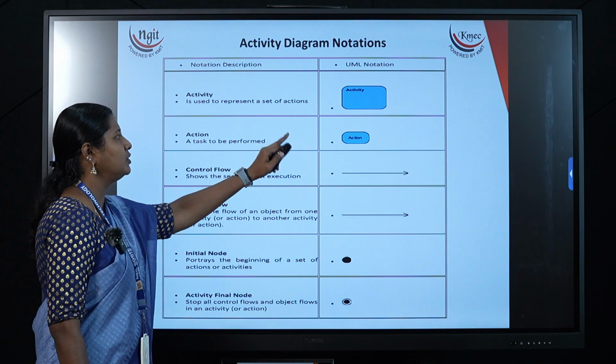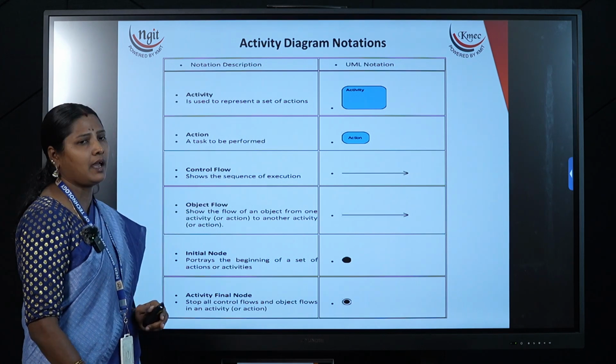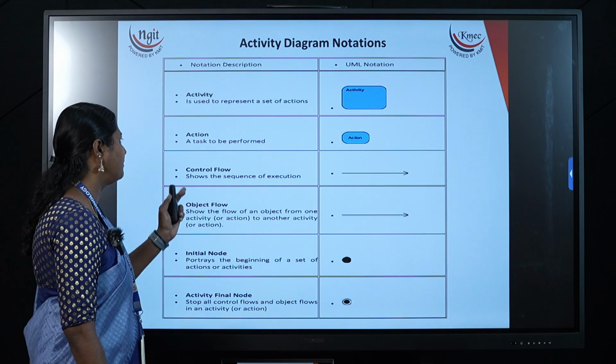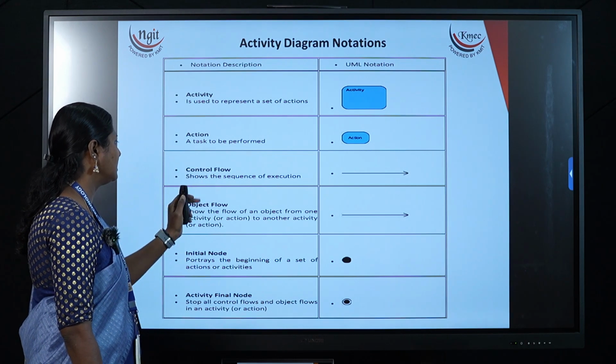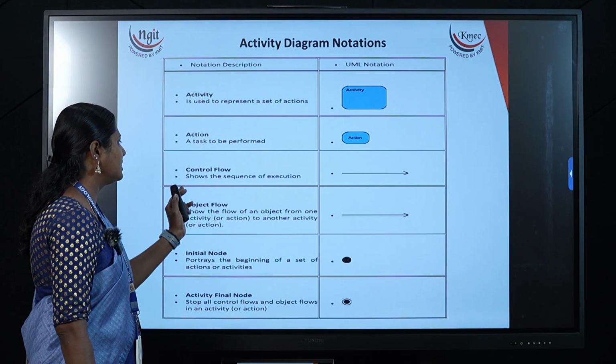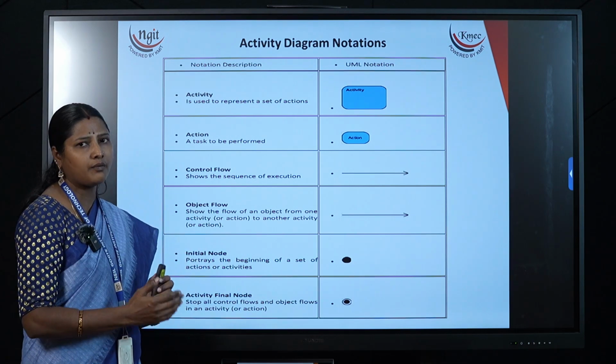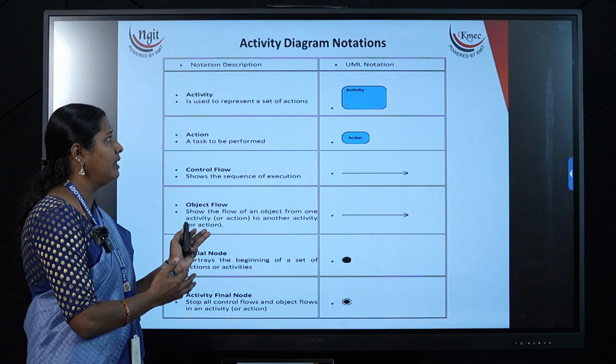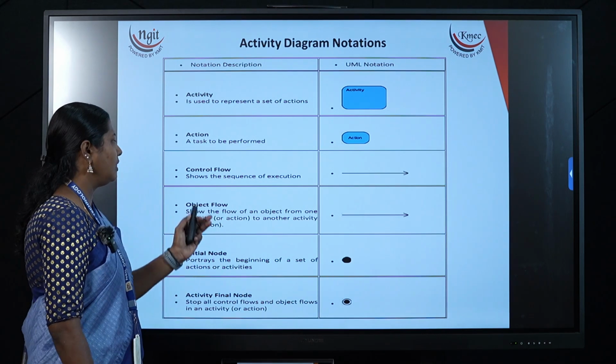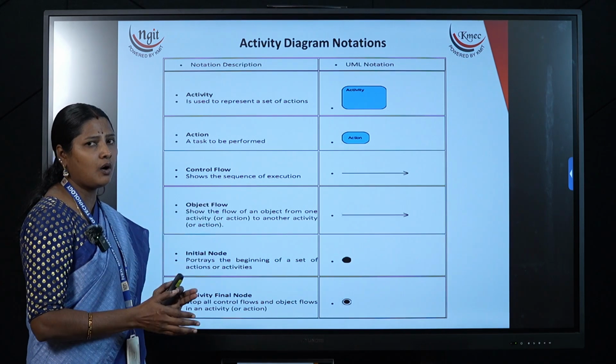Don't get confused between an activity and an action. An action is exactly what is going to be performed, the task to be performed. The next one is the control flow, which shows the sequence of execution. Control flow is just like the flow of direction in a flow chart or an interaction diagram. Here also it can be used to represent the flow of direction.